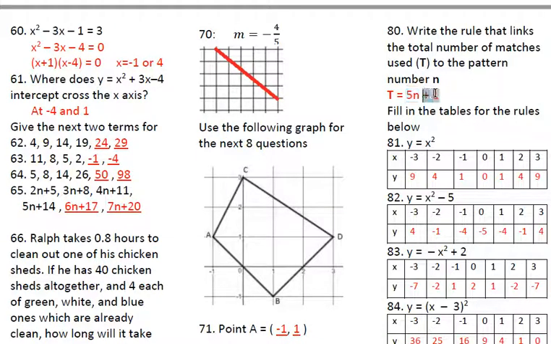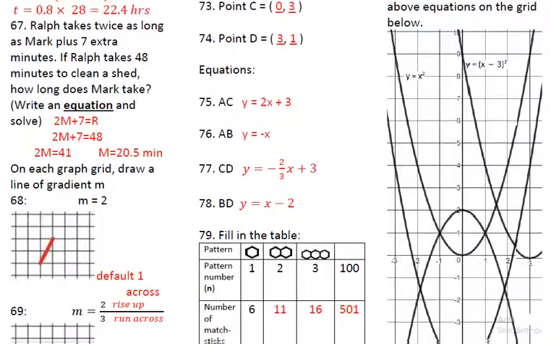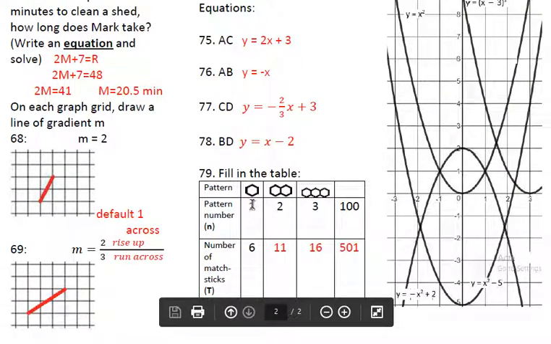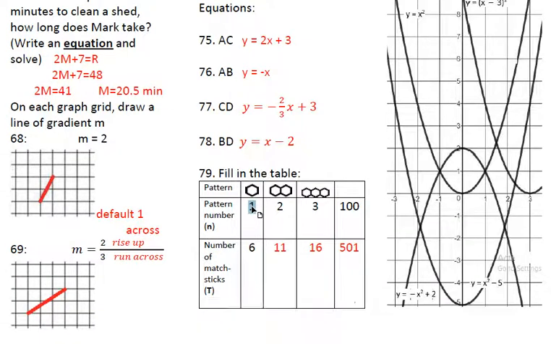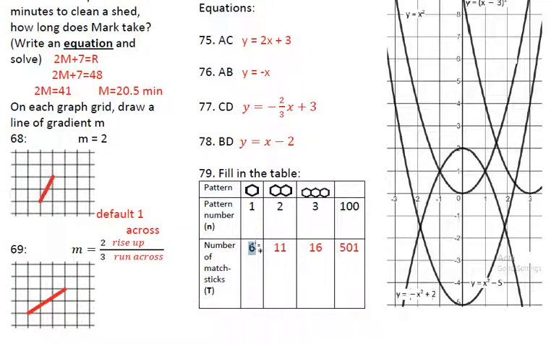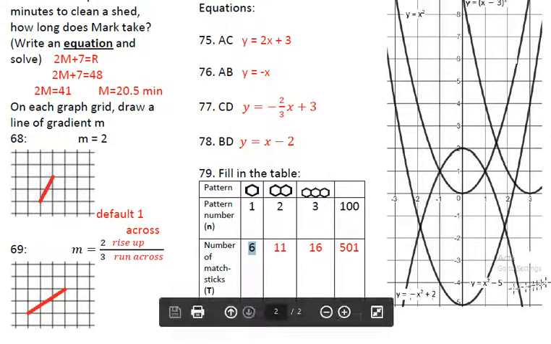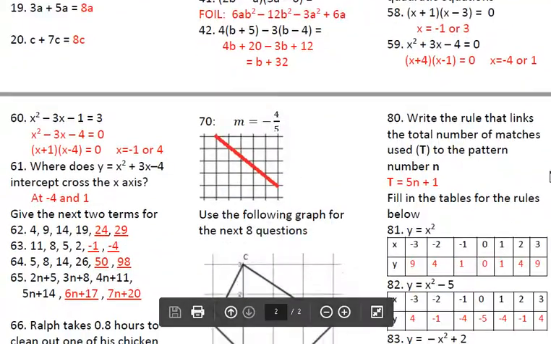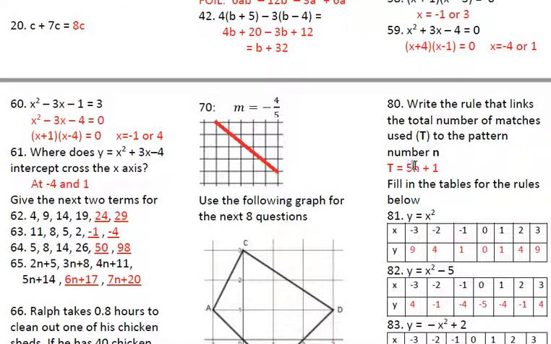How did we get that plus 1? Well, if we did 5n when n is 1, 5 times 1 would give you 5, and we need another one because we haven't got 5 matches, we've got 6 matches. We need an extra one. So that's where we've got that plus 1 in there. We needed an extra 1 just to make it work properly for us. So when n is 1, 5 times 1 is 5, plus 1 gives you 6 matches.